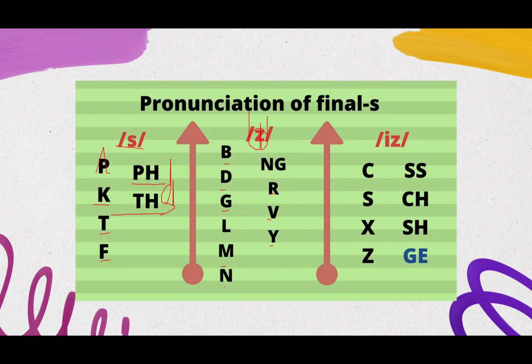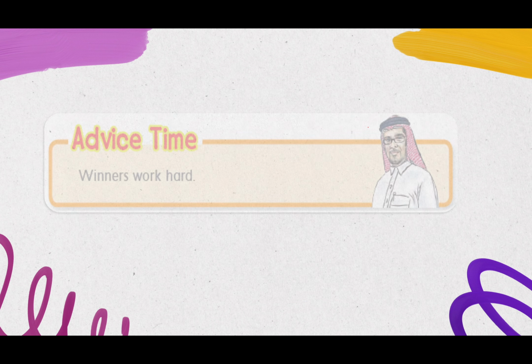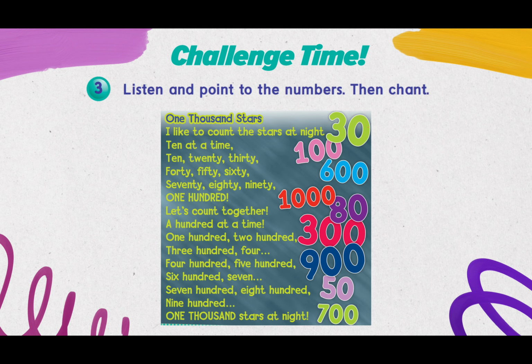If we have CH, SH, Z, X, C, S, or double S, the word for sure is going to end with the IZ sound. So the final S in these words we're going to say as IZ. Now let's listen, point and number, then chant.